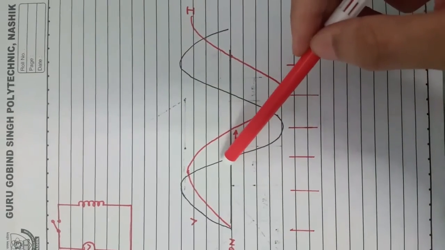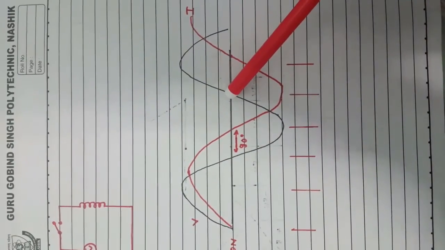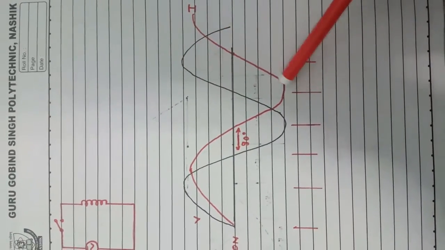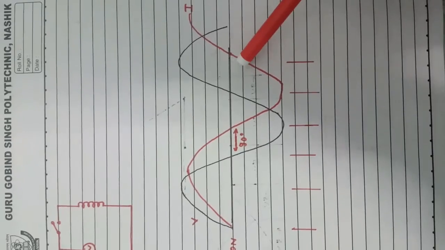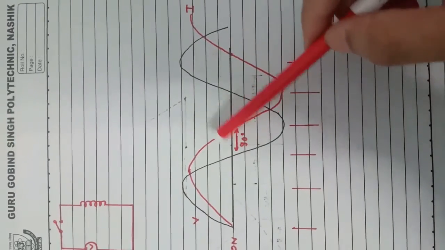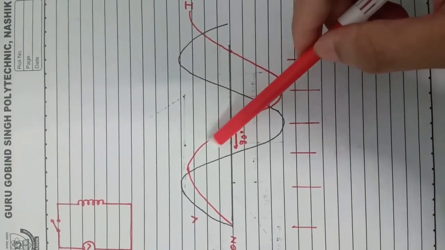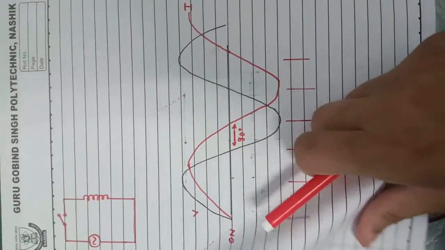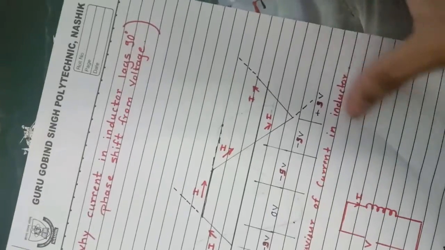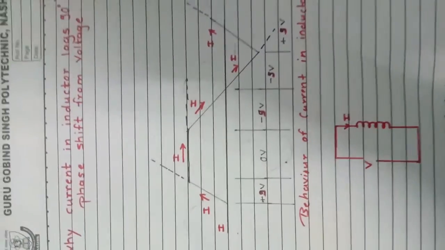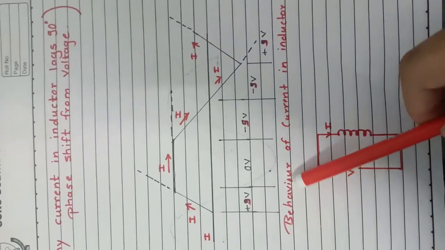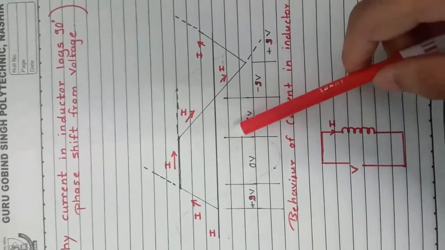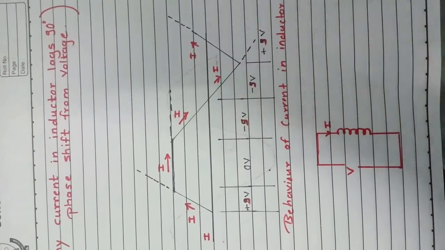When the voltage is 0, here also the voltage is 0, and where the voltage goes up, the current also goes up. That happens because of the behavior of current in an inductor. At the end, we understand what the behavior of current in an inductor is. This is the reason why current lags in an inductor. Thank you.